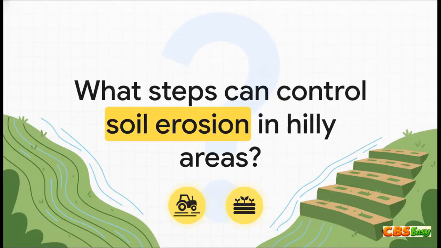Okay, let's apply that. The question specifically asks about hilly areas. So out of that list we just saw, which methods would you write about? Your answer absolutely must include contour plowing and terrace cultivation, since those are the ones designed for slopes.